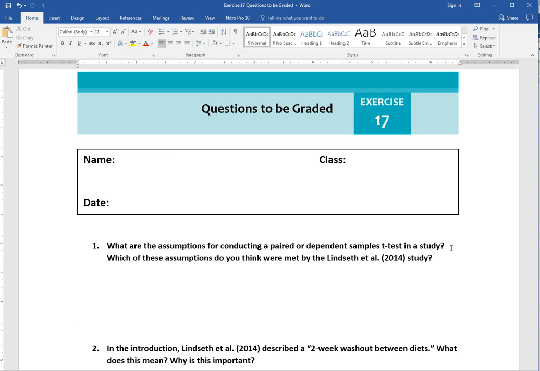Which of these assumptions do you think were met by the Linseth et al. study? So do you think that they met these assumptions or not? So look at what they did with the study, look at their description of what they did with the study and the samples, and do you think these assumptions were met, yes or no? And give a little bit of a reason why.